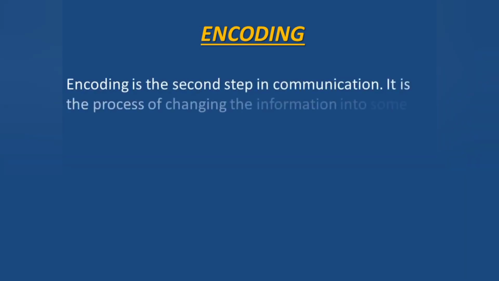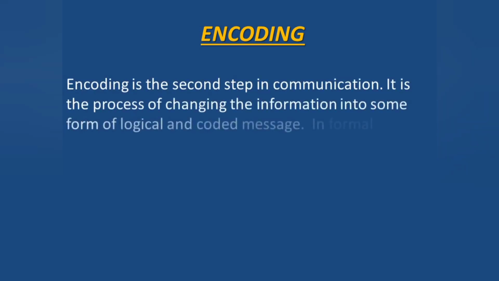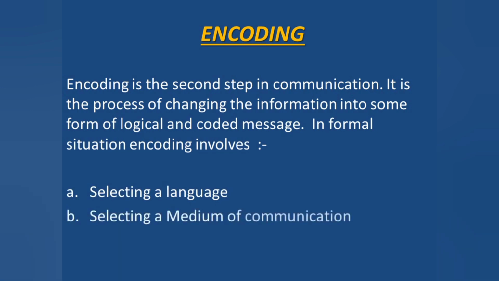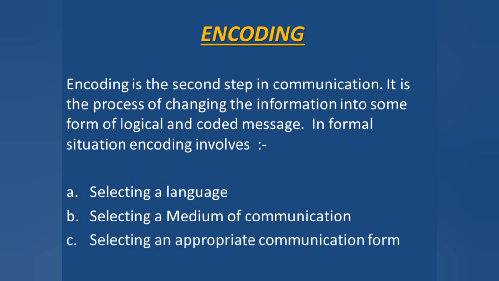Encoding. Encoding is the second step in communication. It is the process of changing the information into some form of logical and coded message. In a formal situation, encoding involves selecting a language, selecting a medium of communication, and selecting an appropriate communication form. What do these three mean?